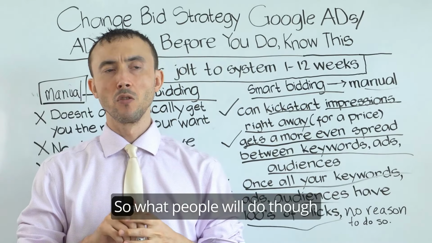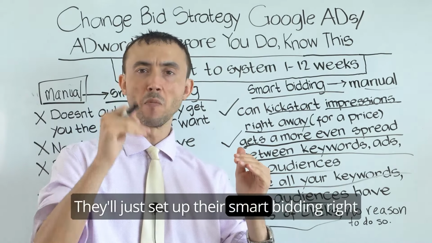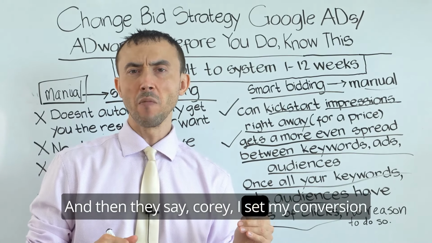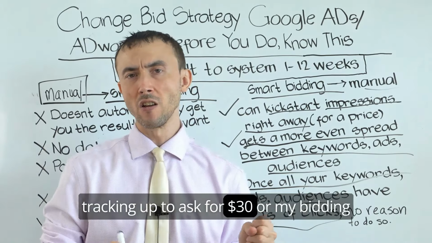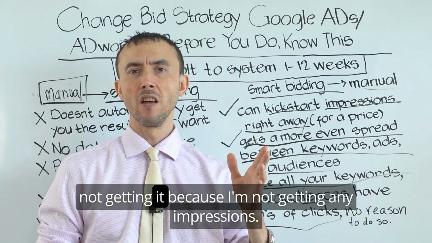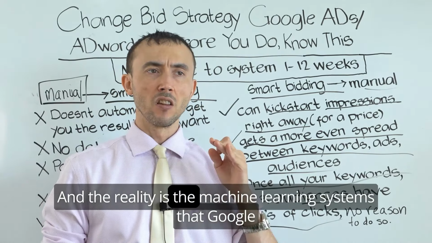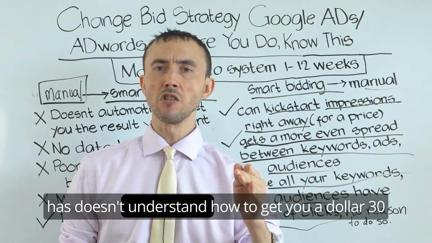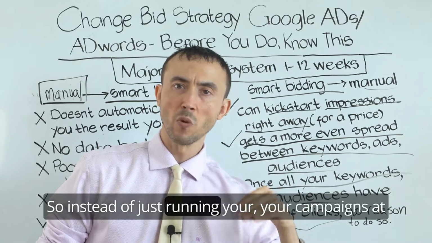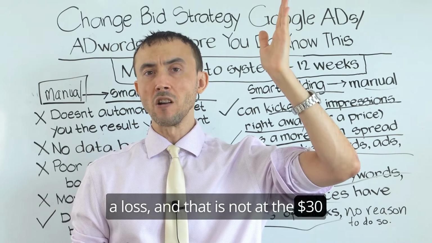So what people will do, though, is they'll start up a campaign, they'll just set up their smart bidding right away, set it to $30 cost per CPA, and then they say, Corey, I set my bidding strategy to ask for a $30 CPA, and I'm not getting it because I'm not getting any impressions. What do I do? And the reality is the machine learning systems that Google has don't understand how to get you a $30 cost per conversion because they don't have any data. So instead of just running your campaigns at a loss and not at the $30 CPA, they just don't run your ads at all.